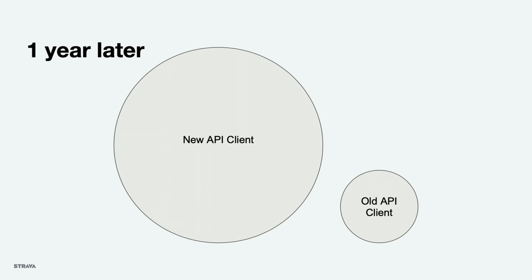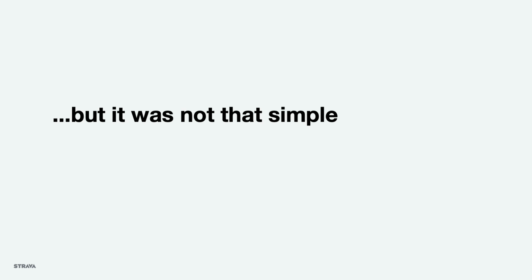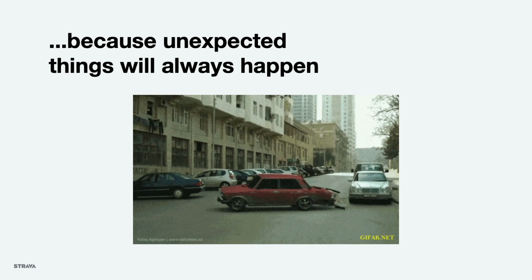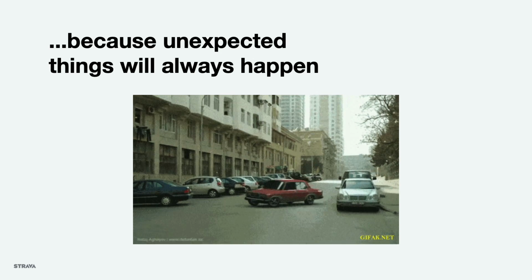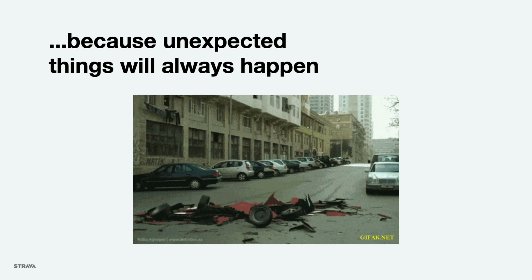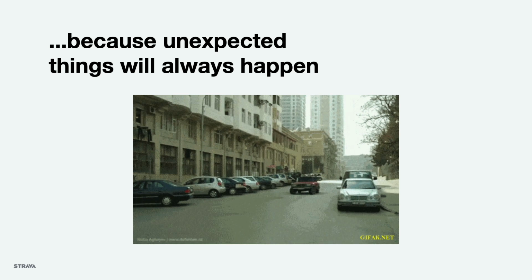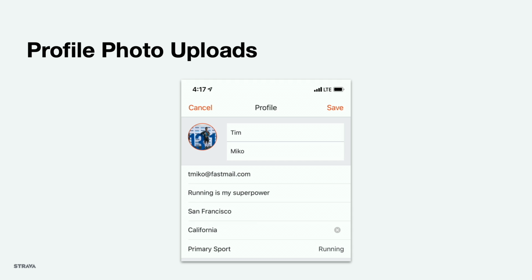So after one year, things started to look like this, and we were basically completely transitioned to our new API client. But it wasn't as simple as those slides make it, because unexpected things are guaranteed to happen. It's never going to work exactly how you expect it to. And we should be able to upgrade our systems without fear of our users feeling the impact of this. So let's look at an example of something that went wrong. We have this screen that allows you to update your profile, particularly if you look at the top left, there's that profile photo. If you tap on it, it lets you change your picture.